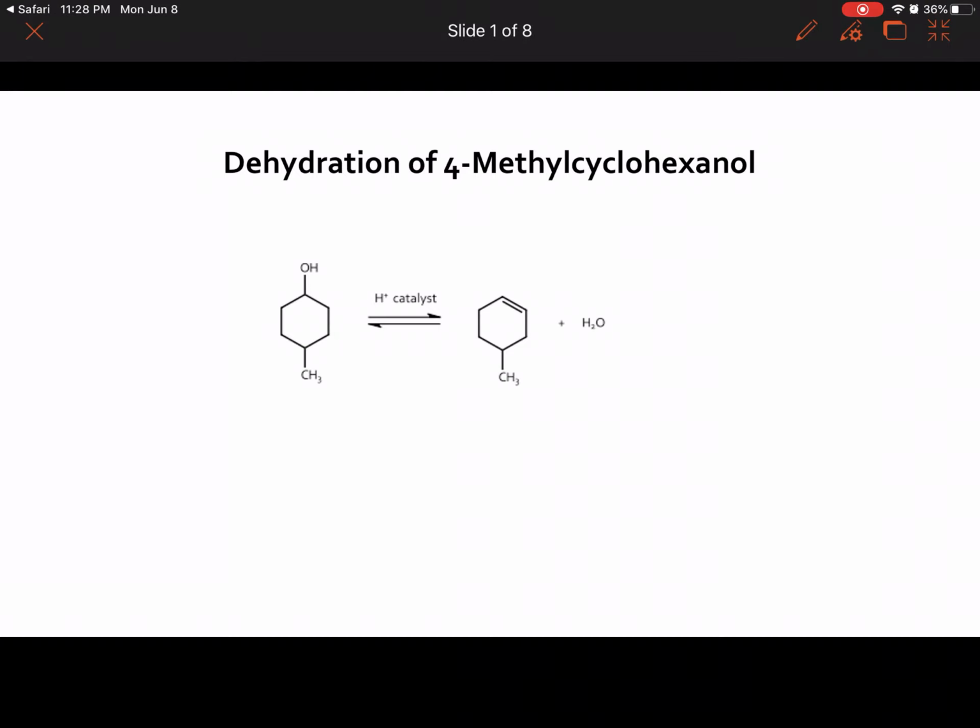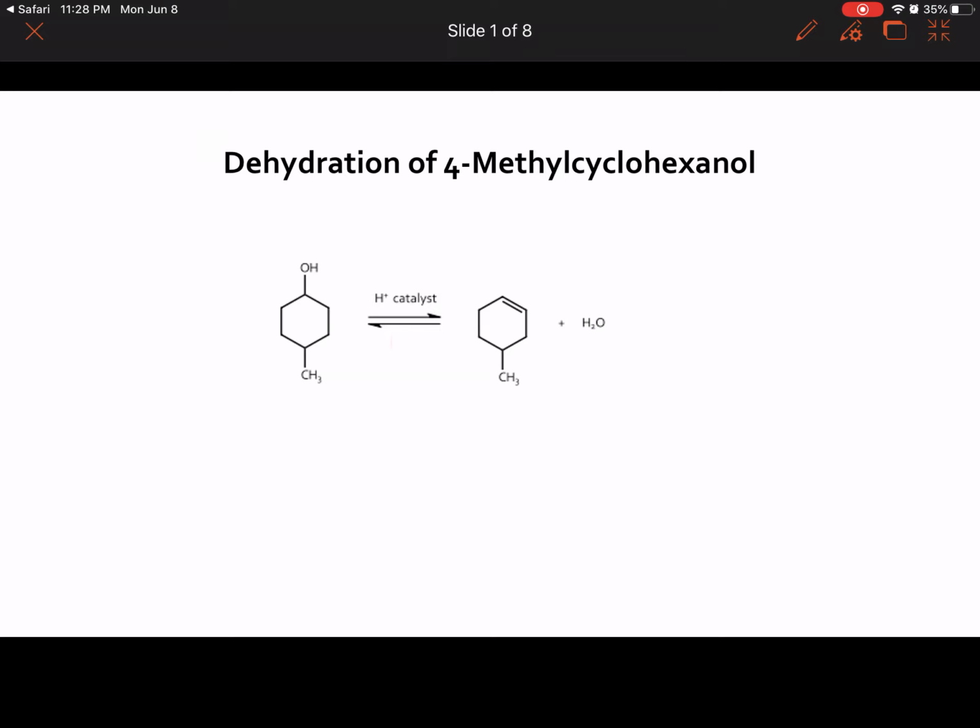Hi everyone, I'm going to give you a little discussion about the dehydration of 4-methylcyclohexanol. That's going to be our first experiment. Okay, so this is the reaction. That means we have methylcyclohexanol. So this is methyl. In fact, this is 1, 2, 3, 4. 4-methylcyclohexanol. In the presence of a catalyst, we are going to do a dehydration.